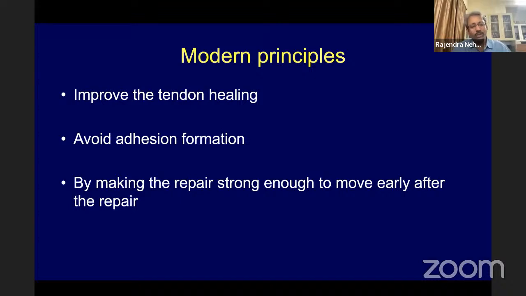So what do modern principles do? They improve tendon healing and avoid tendon adhesion formation by making the repair strong enough to move early after the repair. So if you want to improve tendon healing, you should be able to mobilize the tendon as early as possible. But then you have to make the repair strong enough so that your repair doesn't give way. And that is the only thing at present which can avoid adhesion formation.